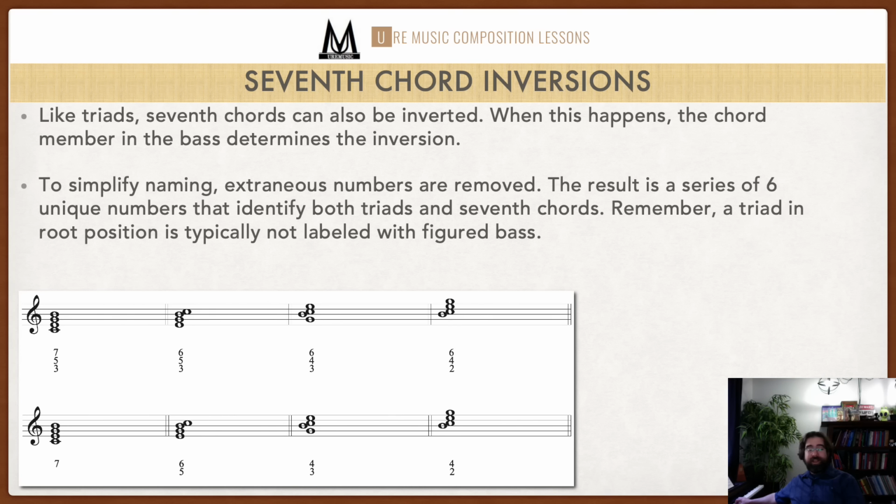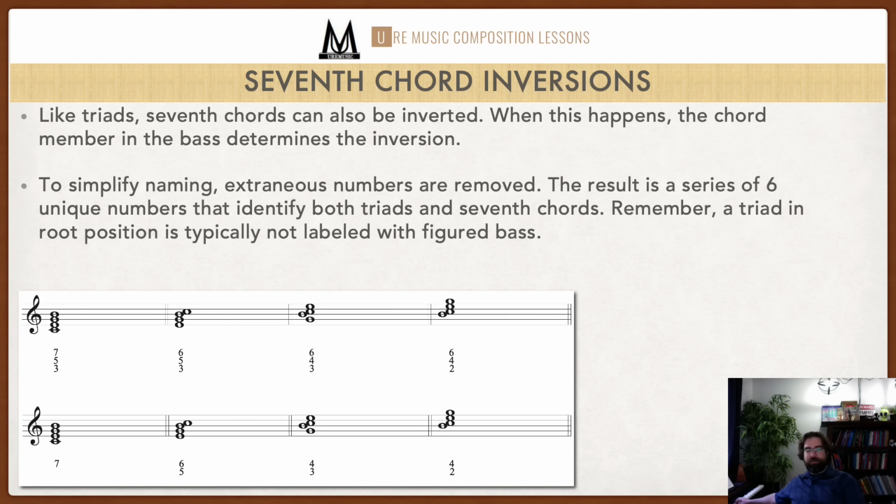So we already have a triad called the 6-4. That's your second inversion triad. So we don't want to use that again. So what we do is instead of having a 6-4 triad, we just take off the 6 and we call the second inversion seventh chord a 4-3. And you'll notice the fifth is in the bass.